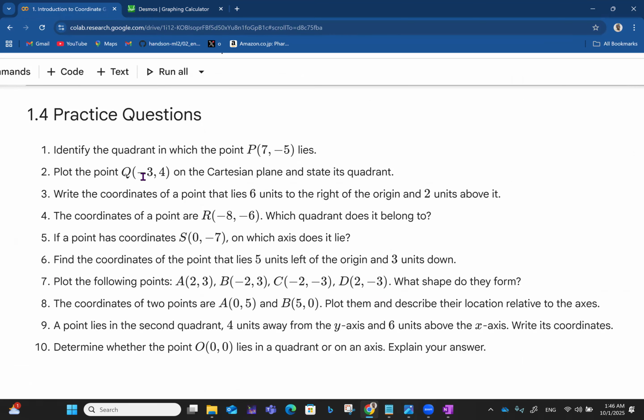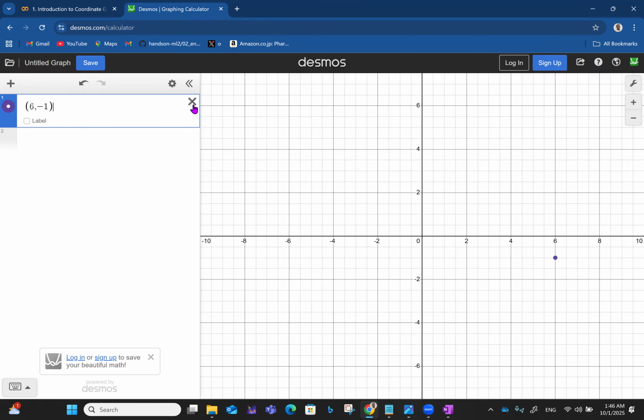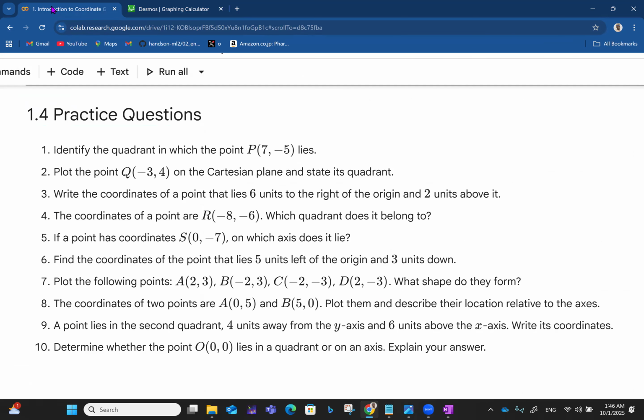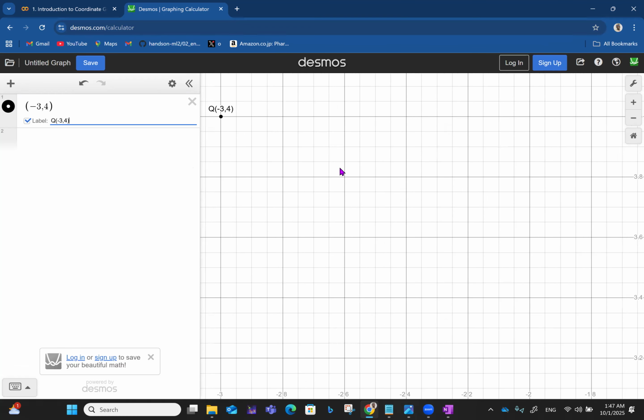Then plot the point -3, 4 on the Cartesian plane and state its quadrant. So -3, 4, and we call that point Q. Okay, so you can just come here. So I can remove all of this. So that's point -3, 4, and we want to call it Q. So you need a label now. So you label it Q, then -3, 4. You can label it like that, and you have this right here, like this.